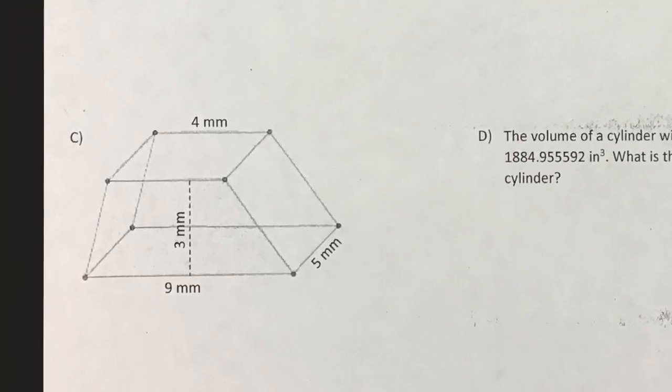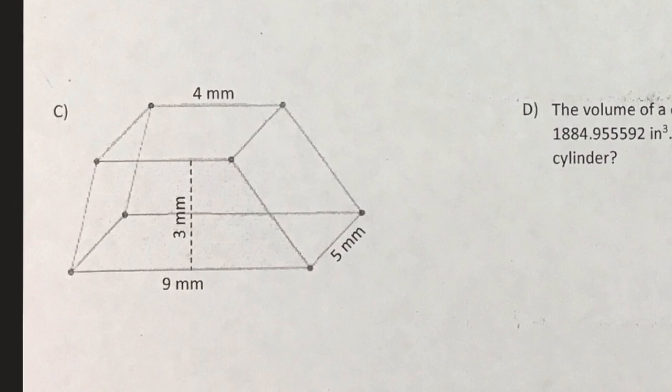Okay, question C. So this is a trapezoid, right? We have a trapezoid base. So we're going to be using a trapezoid area formula. If you haven't memorized it, the trapezoid area is 1/2 of the sum of your bases.